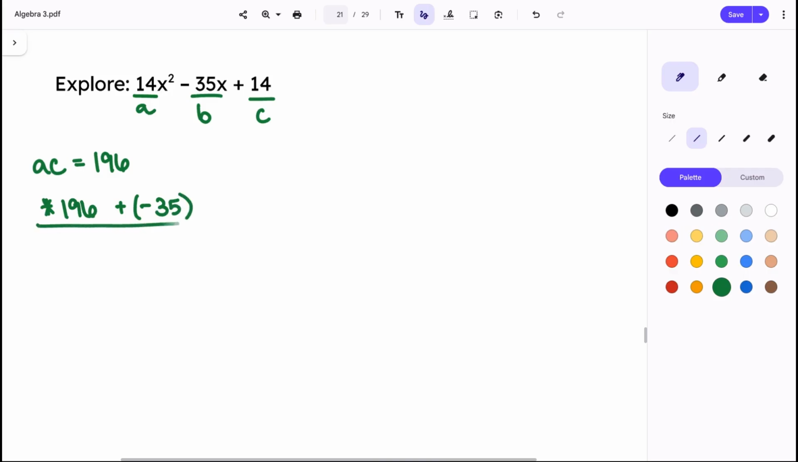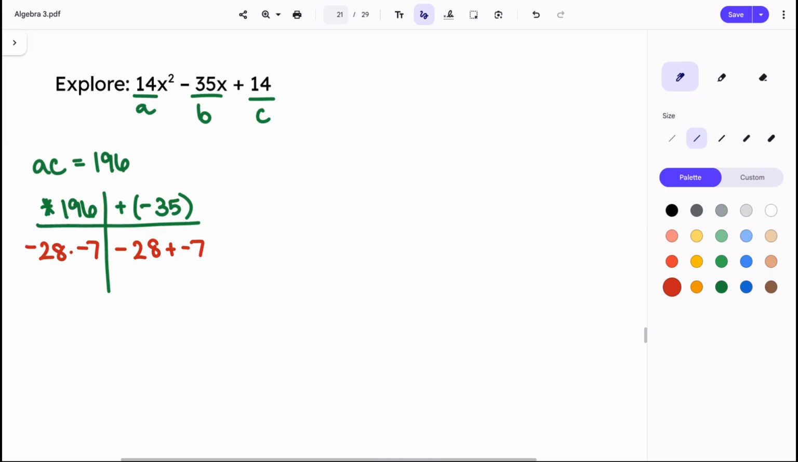Okay, there's no shame in using a calculator here. If you need to use a calculator to try to find your factors, that's fine. I came up with -28 and -7 that will work.